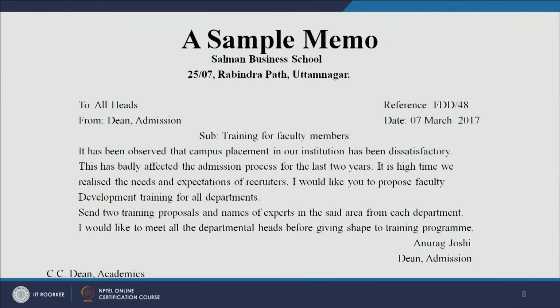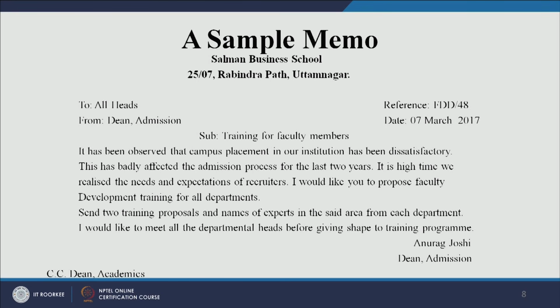Now if you have a look at it, you will find that on the top center, as I said, the name of the organization is written. When we come down, you will find it starts not with an inside address, but with a to and from facility: to all heads. This is actually addressed to all heads. And then who is the writer? The writer here is the Dean Admission. Of course, when it is from the Dean Admission, naturally he will be talking about the admission procedure or something related to admission.